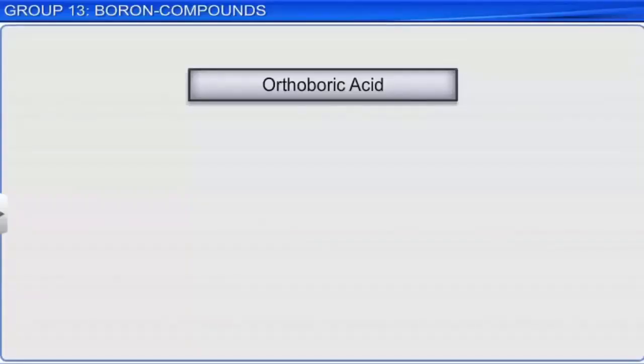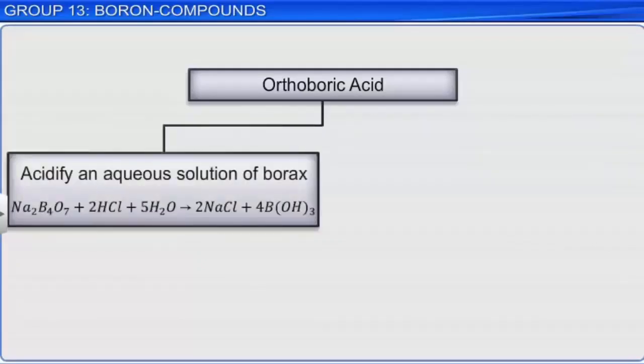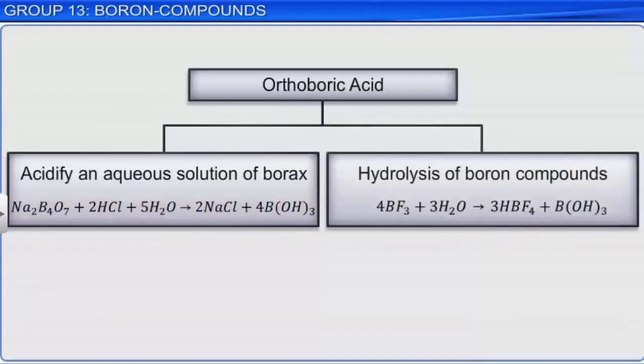There are mainly two ways to prepare orthoboric acid. One way is to acidify an aqueous solution of borax. The balanced equation is given here. Another way to prepare orthoboric acid is the hydrolysis of boron compounds. For example, the reaction of boron trifluoride with water yields fluoroboric acid, HBF4, along with orthoboric acid.